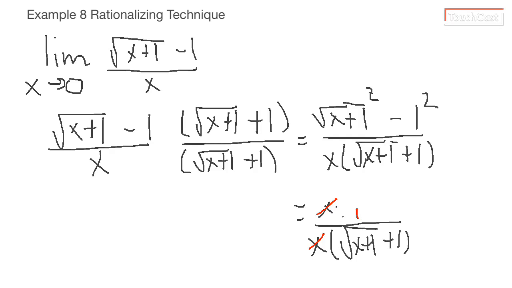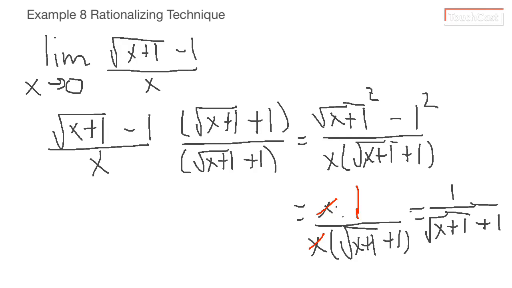And now our new expression will be 1 over the square root of x plus 1 plus 1. And now we can find the limit with our direct substitution. We'll put 0 in for x.